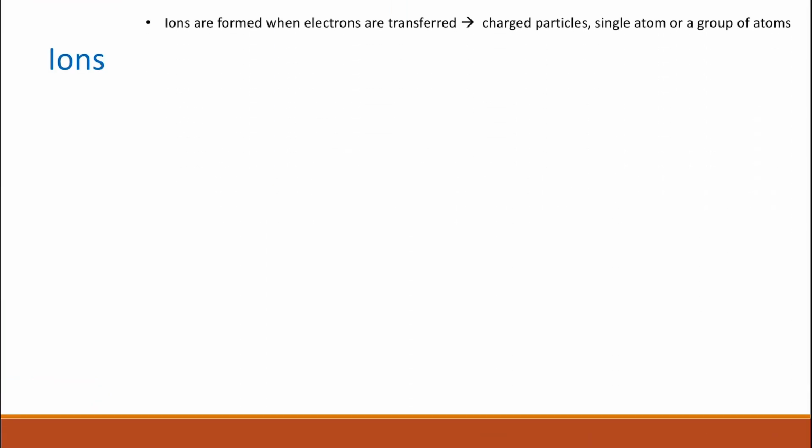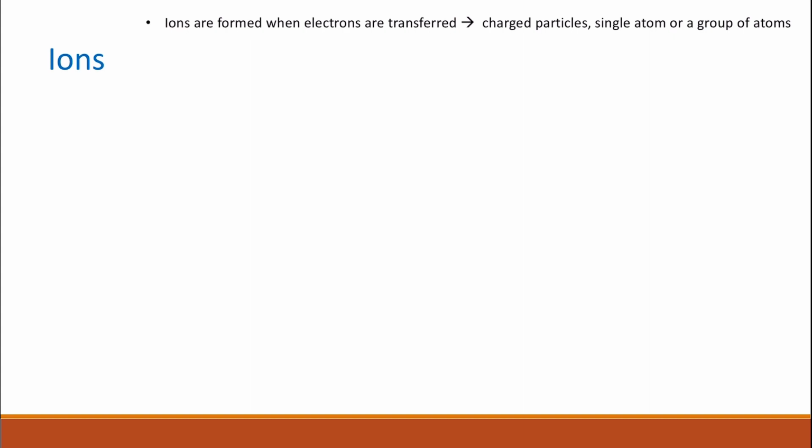Ions. Ions are formed when electrons are transferred. Elements are non-charged. They are neutral because the number of positively charged protons inside the nucleus equals the number of negatively charged electrons that orbit the nucleus. When different atoms gain or lose electrons, they become charged and they become ions.